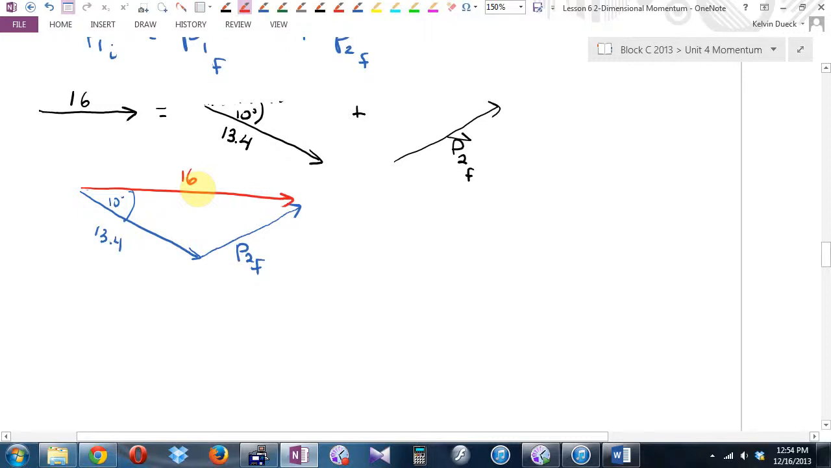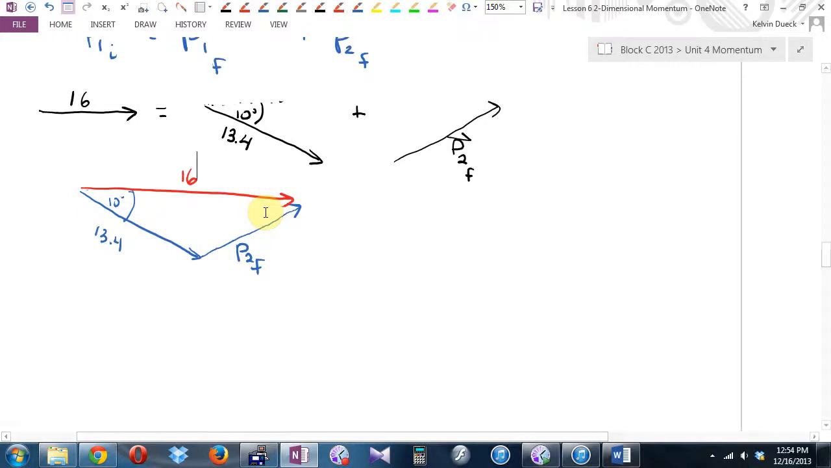SOHCAHTOA? No. Is this a sine law question? Well, let's see. If it was a sine law, I would have a pair. Do I have both of those? Nope, I got the 10 degrees, but I don't know that. Do I have both of those? Nope, I got the 16, but I don't have theta. Do I have both of those? Nope, I got the 13.4, but I don't have theta. It's a job for cosine law.